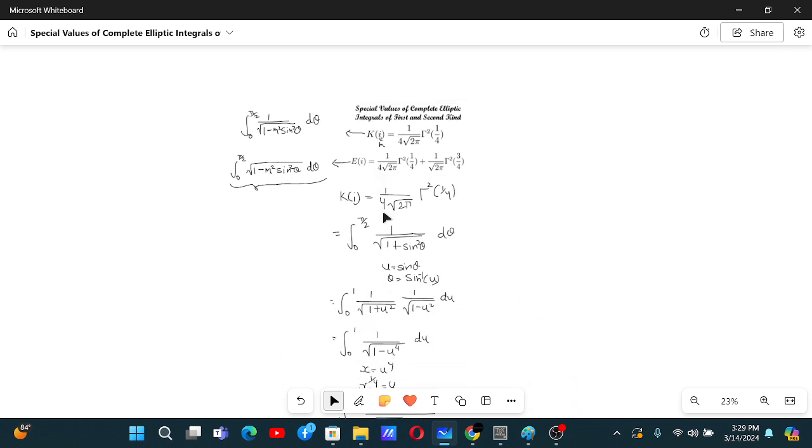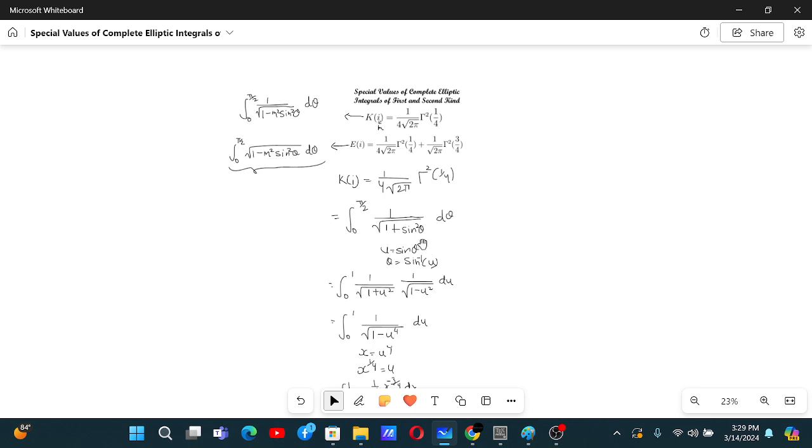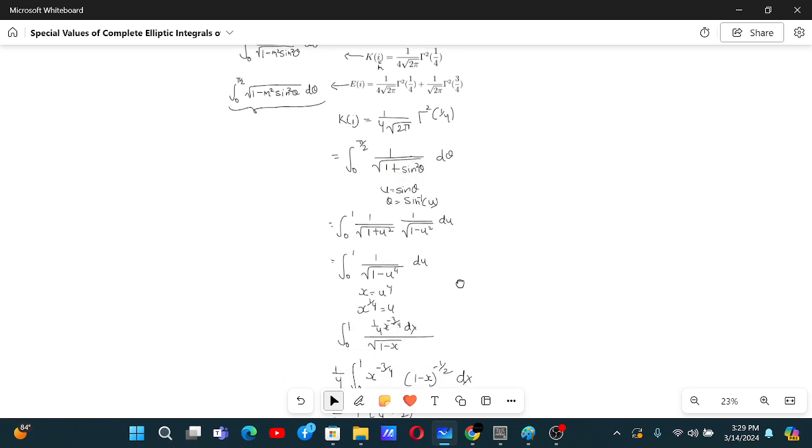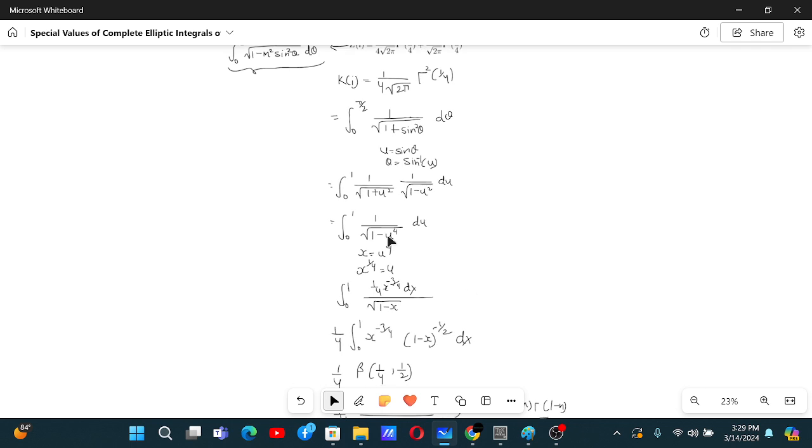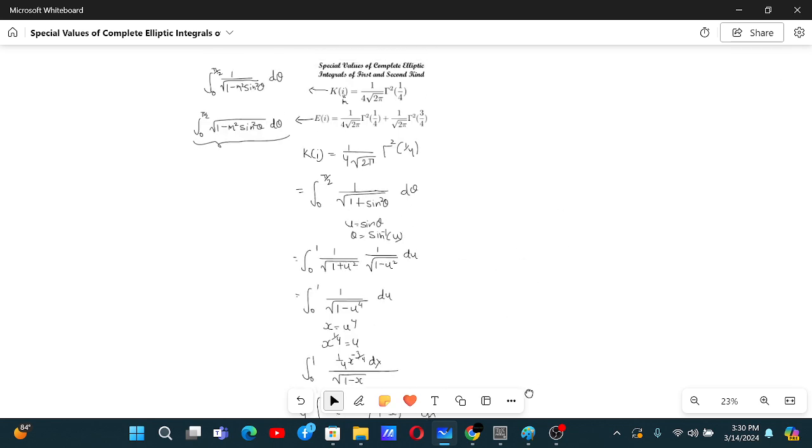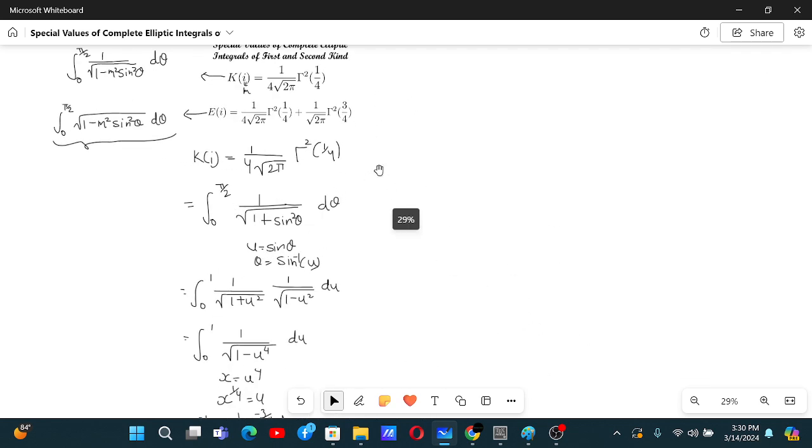So this was it, and we'll also go to the other one, but before that let's talk about the flow of this. We used the definition, made a u substitution of sine theta, and then with another substitution to simplify it, we got the beta gamma function. This was easy. Let's see how the other one goes.